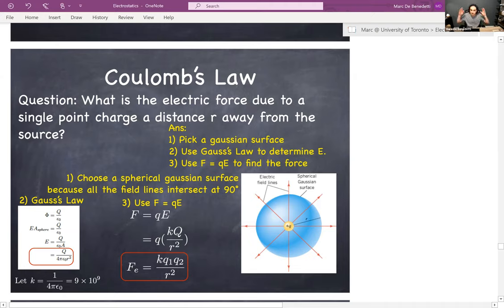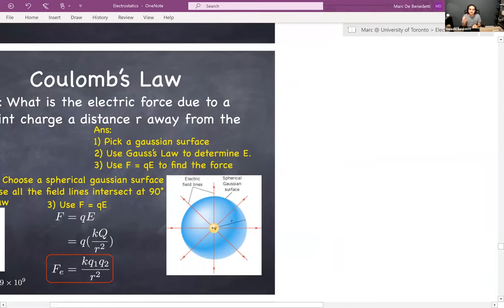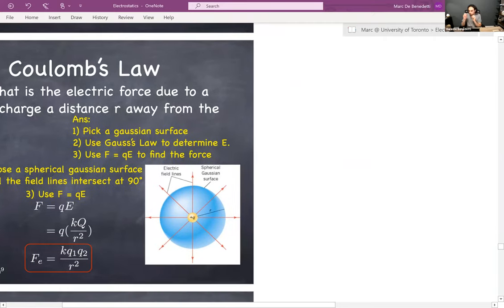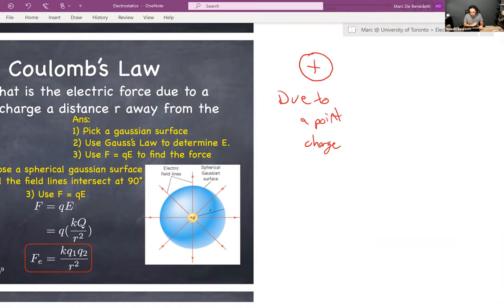What is the electric force? Well, this means we have to ask, what's the electric force due to what? In this case, let's find out what the electric force is due to a point charge. That's a very, very important distinction that you will soon see.